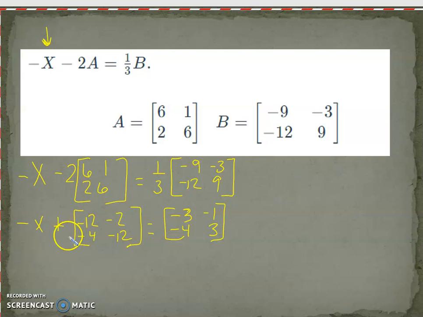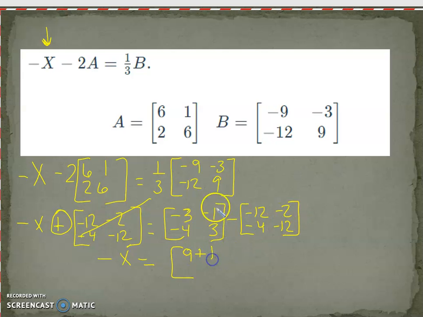Okay, and then like before, because we're adding this matrix, we're just going to subtract it over here so that we can just move this whole matrix over. Okay. And now I want to do my subtraction here. Negative 3 plus 12 is positive 9. Negative 1 plus 2. Oh, sorry, put a plus in there. Is a 1. And then negative 4 minus 4 is 0. And 3 minus negative 12 is 15.